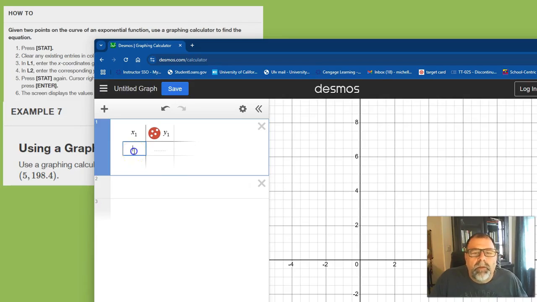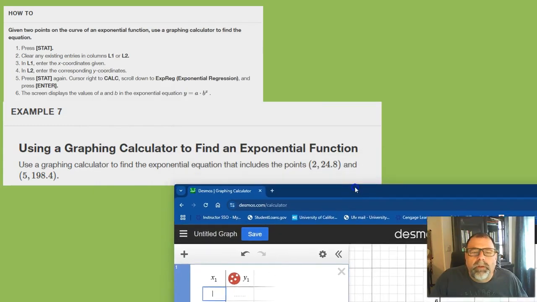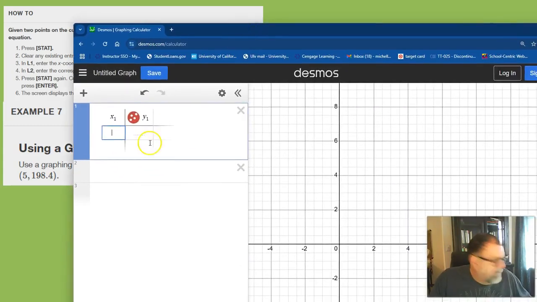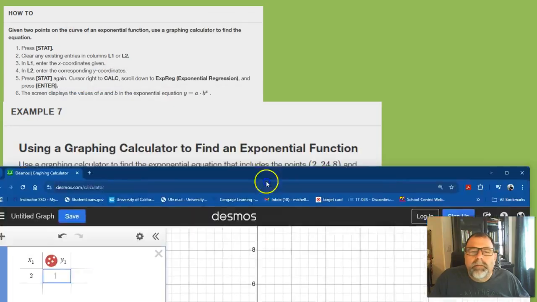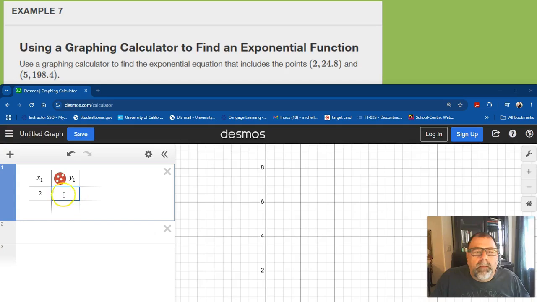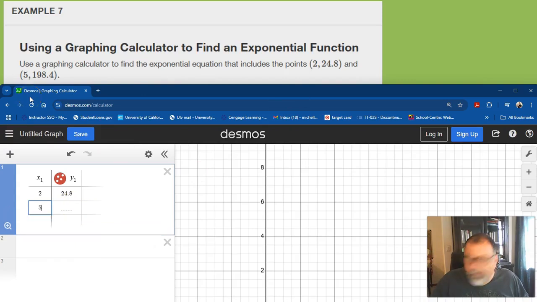Okay, so now what we're going to do is put in the 2 points. We had 2, 24.8. So the x is 2, y is 24.8. Enter, and then my next point will be 5, and then 198.4.